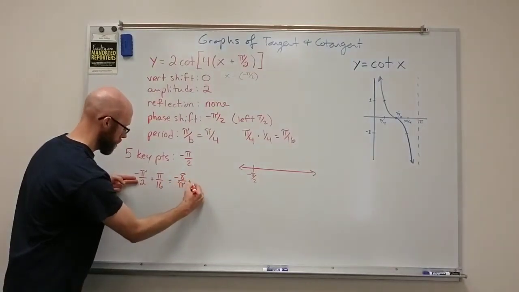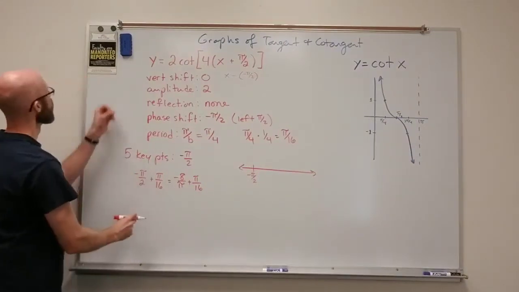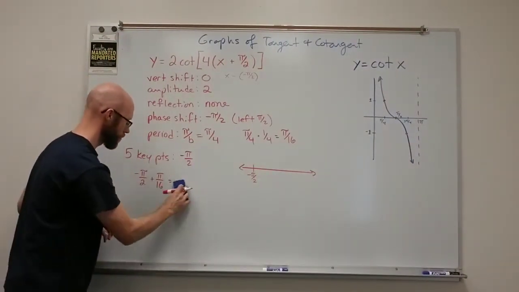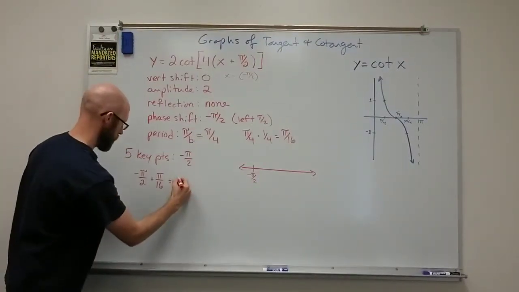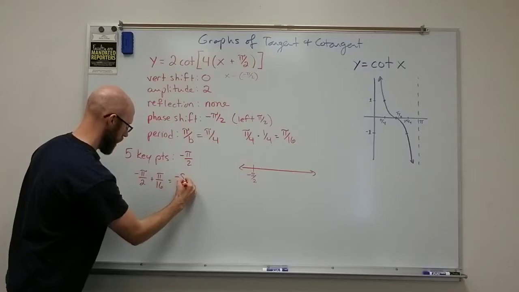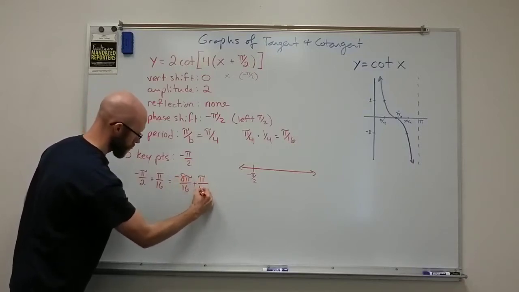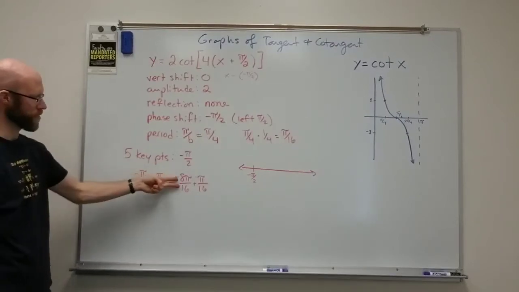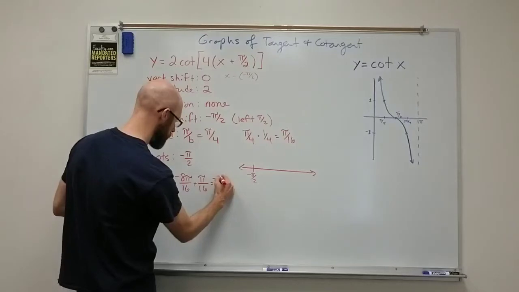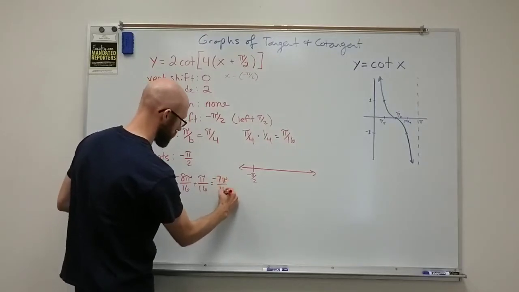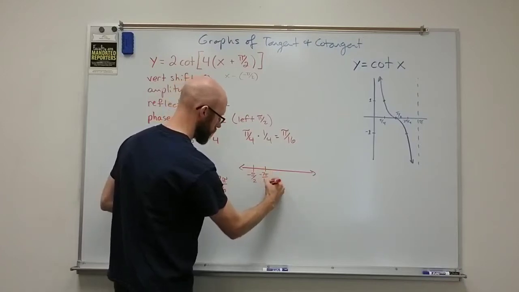Negative 8/16 plus, oh, what am I doing? Put the pi on the bottom, I wrote that wrong, very much wrong. Okay, so that'll be negative 8 pi over 16 plus pi over 16, right? So negative 1/2 is the same as negative 8/16. When I add those, I get negative 7 pi over 16. So that would be my next point. Negative 7 pi over 16.